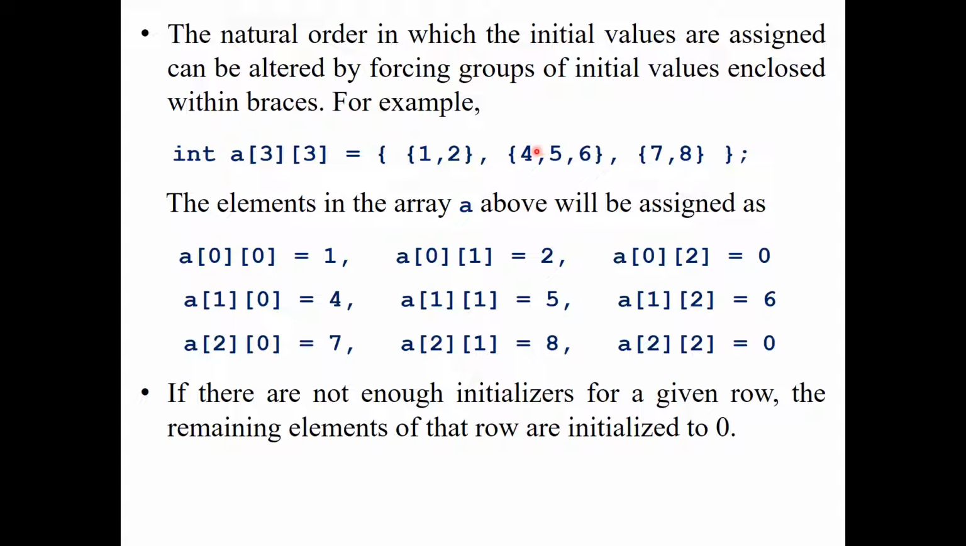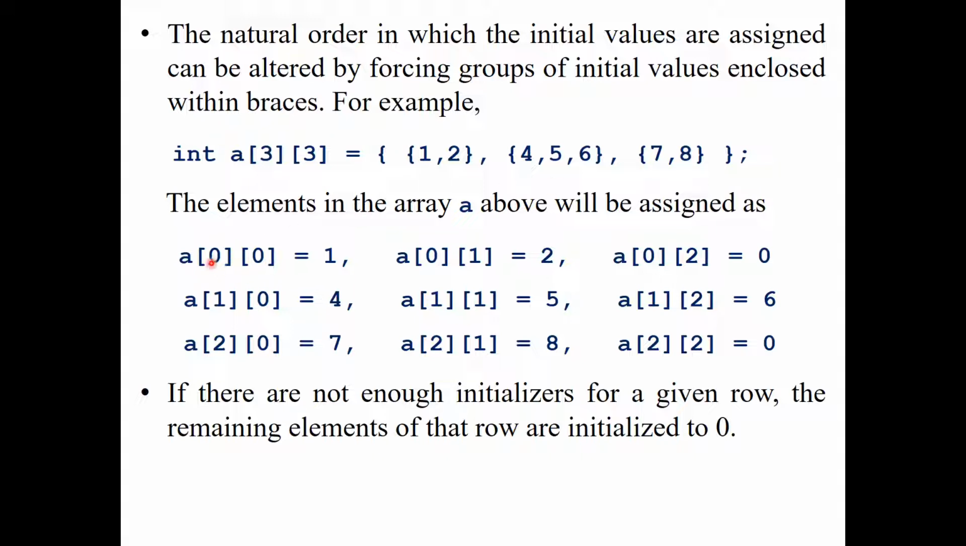Similarly, the second row is defined as 4, 5 and 6, and the third row is defined as 7, 8 and 0. It's not 0, 7 and 8. See, you cannot leave gaps, the computer will always start counting from the first element. Only the trailing elements, the ones left on the right side of the group, will be taken as 0.